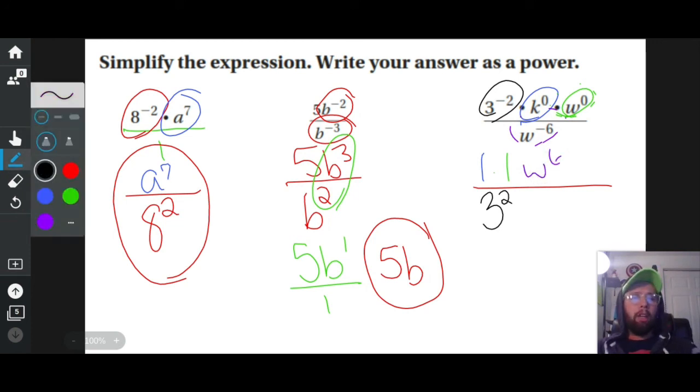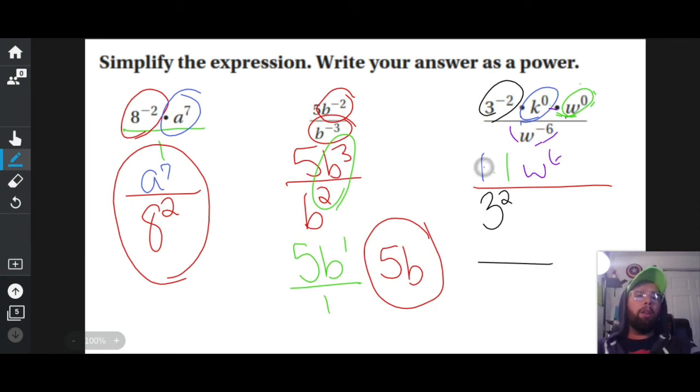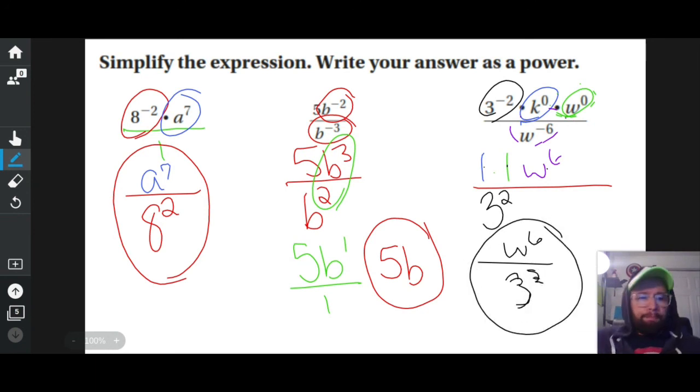So look at upstairs, look at the numerator. 1 times W to the 6th is W to the 6th. 3 squared is 3 squared. Do the W to the 6th and the 3 squared combine? Nope, because they're different. And that's what I get.